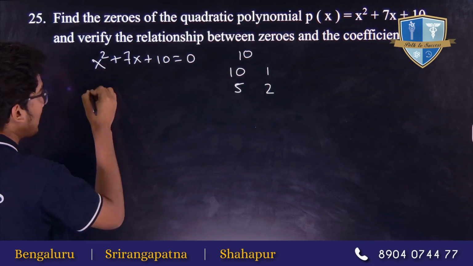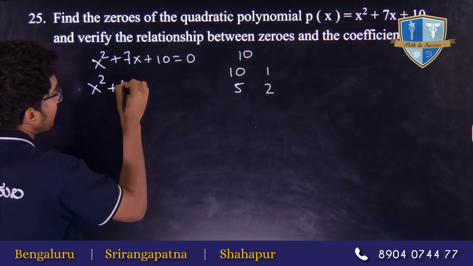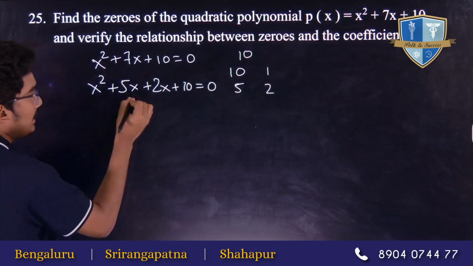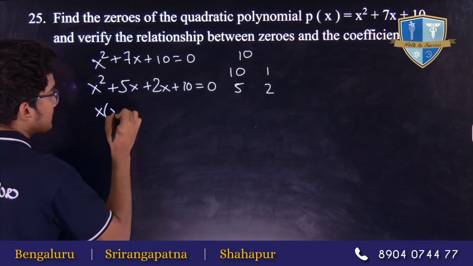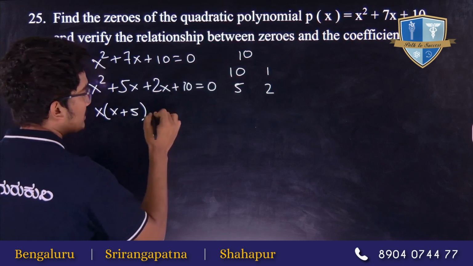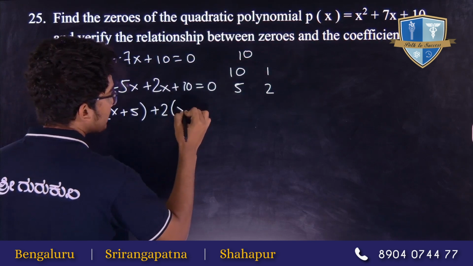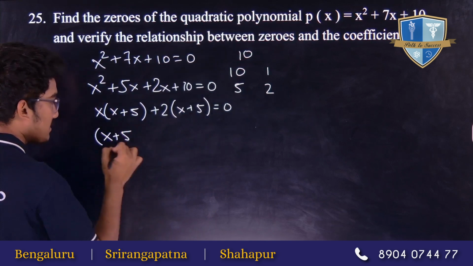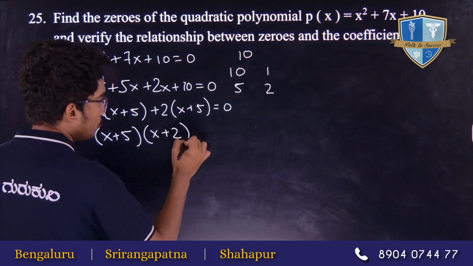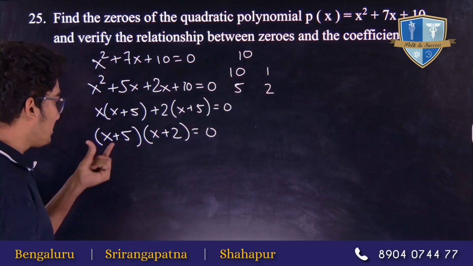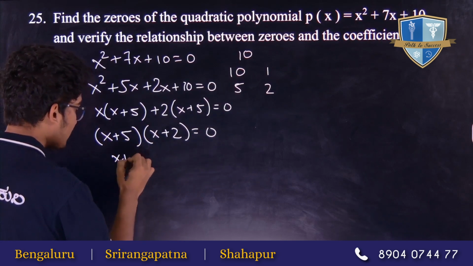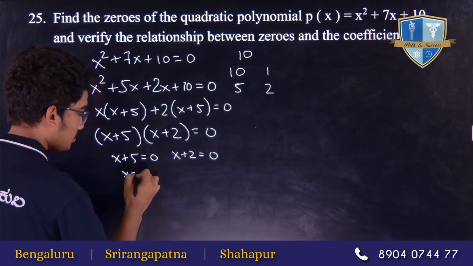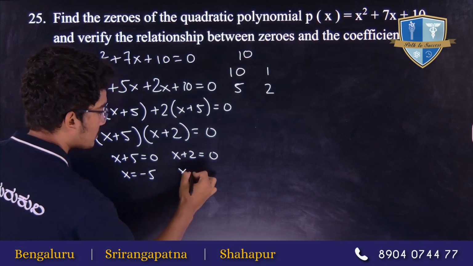So we will write it as x square plus 5x plus 2x plus 10 is equals to 0. Now we will take x common in the first two terms, so we will get x into x plus 5. Now we will take 2 common in the second two terms, we will get 2 into x plus 5. Correct. Now we will take x plus 5 common. We will get x plus 2 is equals to 0. Now either this should be 0 or this should be 0. Means x plus 5 is equals to 0 or x plus 2 is equals to 0. So from here we will get x is equals to minus 5, and from here we will get x is equals to minus 2.